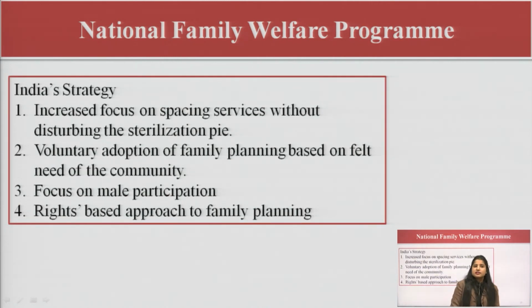Now, what is the India strategy? How is India doing on it? See, we are focusing on spacing services, space between two children, without disturbing the sterilization. So, we are not using any terminal method or permanent method. What we are doing here is only providing counseling or some contraception methods through which we can provide this space between the two children in eligible couples.